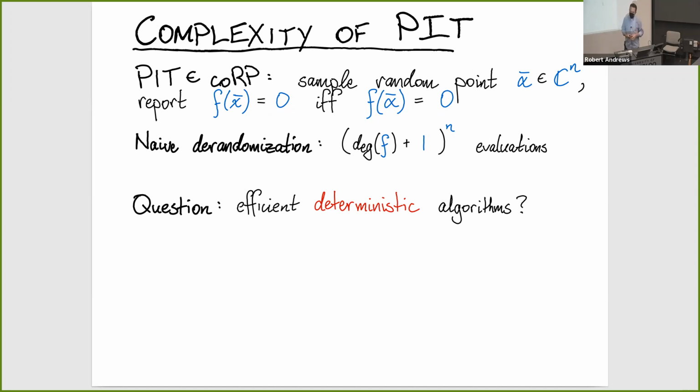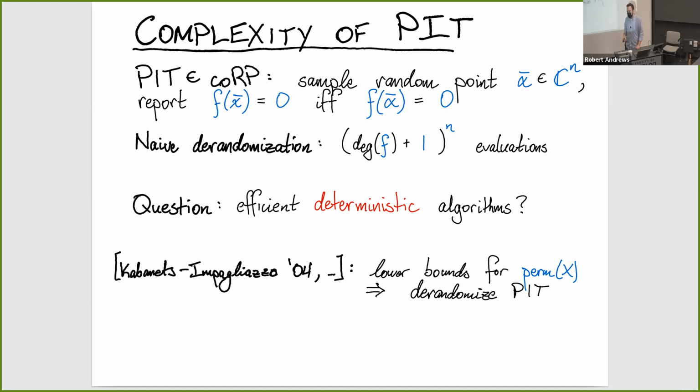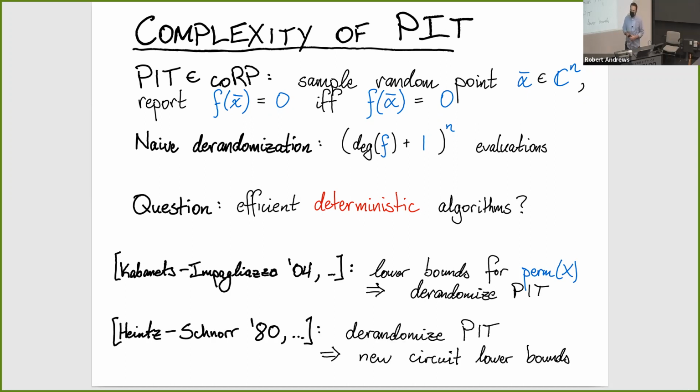And this is a question that's been studied for quite some time. And we know there are intimate connections between de-randomizing PIT and proving circuit lower bounds for algebraic circuits. In one direction, we know that lower bounds for explicit polynomials like the permanent can be used to de-randomize PIT. And in the other direction, we know that if you can de-randomize PIT, then you can use that to prove new circuit lower bounds beyond the state of the art. So there's a connection between circuit lower bounds and de-randomizing PIT. And I told you we're going to look at a connection between matrix multiplication and de-randomizing PIT.